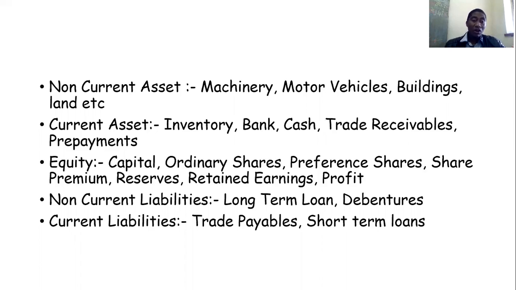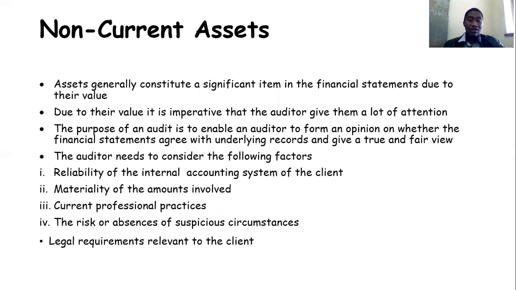Then what is our equity? Our capital, our ordinary shares, our preference shares, our share premium, our reserves, our retained earnings, and in certain circumstances of sole traders, the profit figures. Then how do we recognize our liabilities? Non-current liabilities are long-term loans and debentures. Current liabilities are trade payables and short-term loans. So those are the items that we are going to mainly see in our statement of financial position under the stated headings.